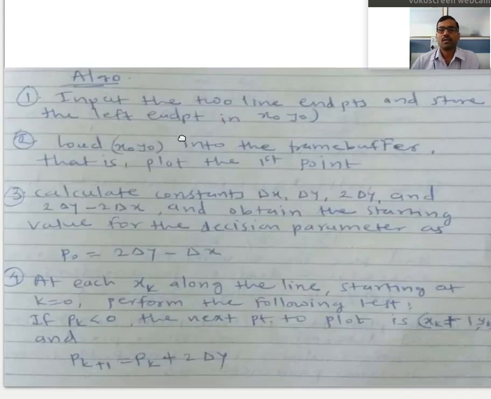So the algorithm summarizes the steps for Bresenham's line drawing algorithm. Input the two line endpoints and store the left endpoint in x0, y0. Load x0, y0 into the frame buffer, that is, plot the first point. Then calculate the constants delta x, delta y, 2 delta y, and 2 delta y minus 2 delta x, and obtain the starting value for the decision parameter as p0 equal to 2 delta y minus delta x, as it is the initial value of the decision parameter.